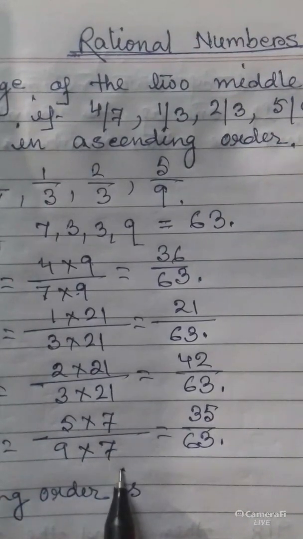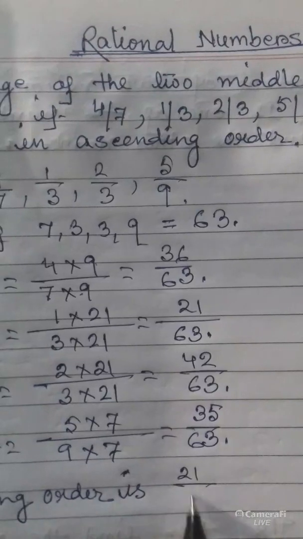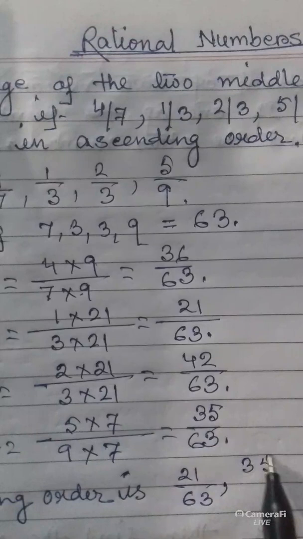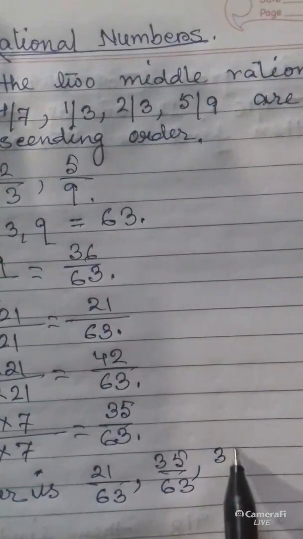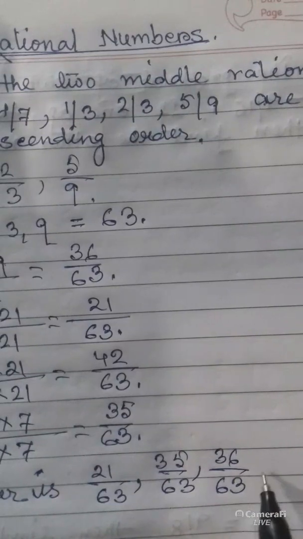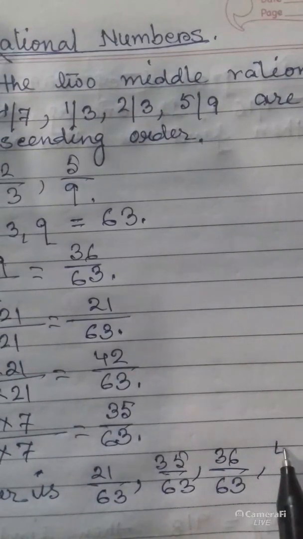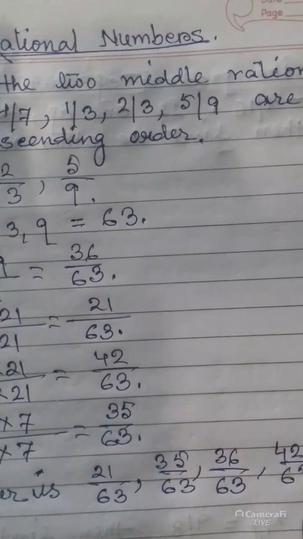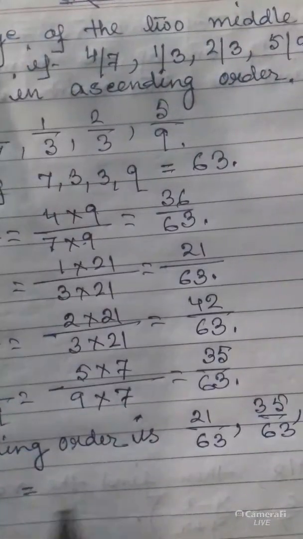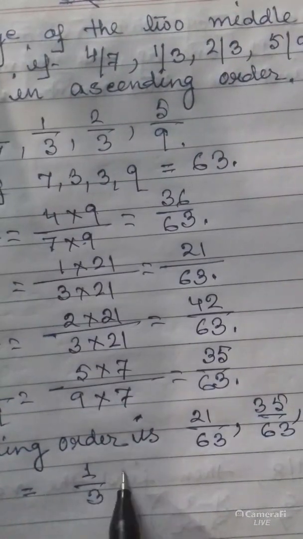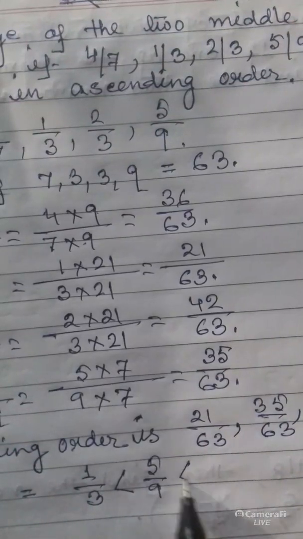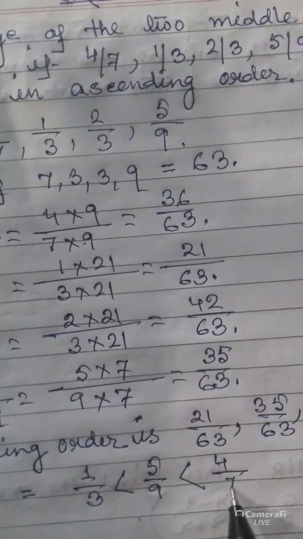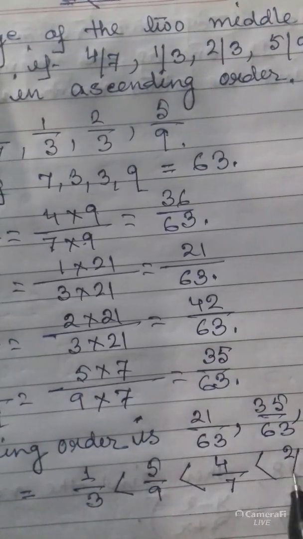Now the ascending order is 21/63, 35/63, 36/63 and 42/63. That means 1/3 is less than 5/9, which is less than 4/7, which is less than 2/3.